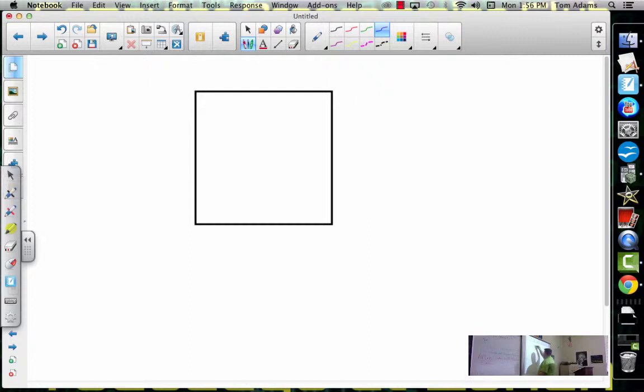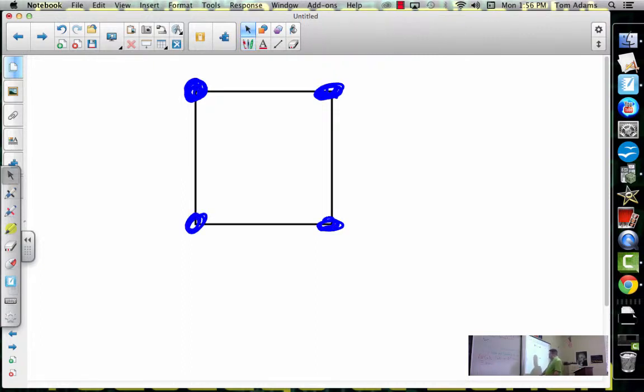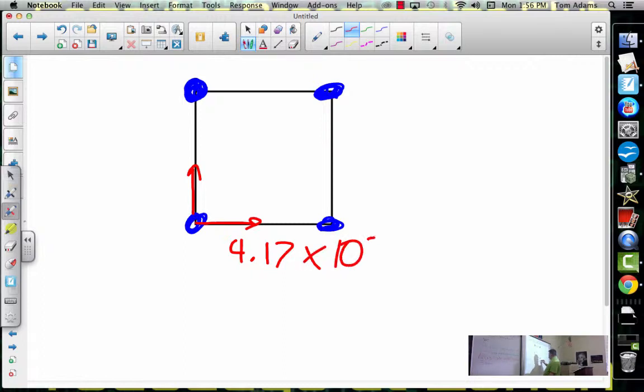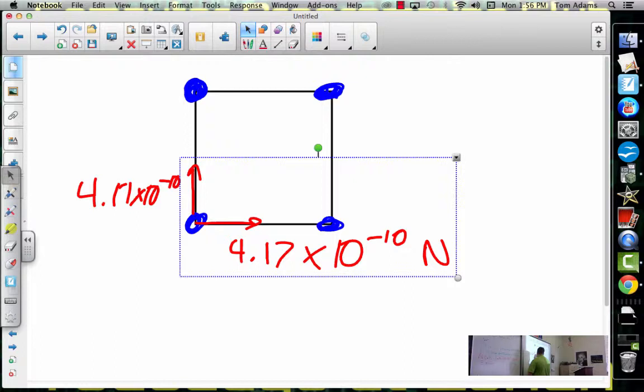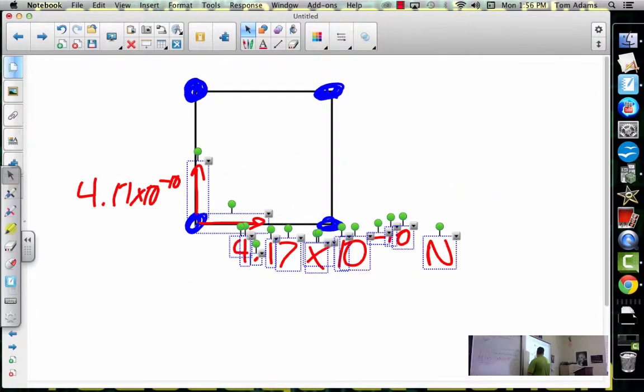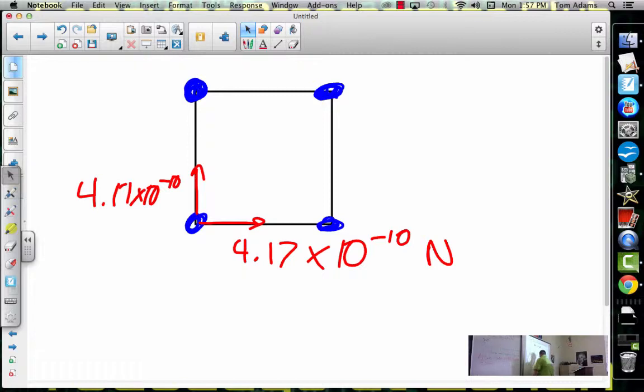All right, so what I have is a mass here, a mass here, a mass here, and a mass here. And what I've done is I've calculated that this force here is equal to this force here, and they have the same magnitude, which is 4.17 times 10 to the negative 10 newtons. And I have the same one here, 4.17 times 10 to the negative 10 newtons. And if I use the tip-to-tail method, guess what? If I use the tip-to-tail method, the resultant vector of these two would look like this.